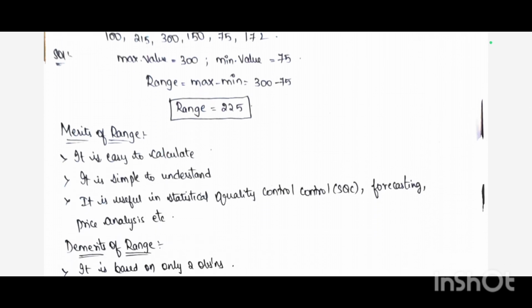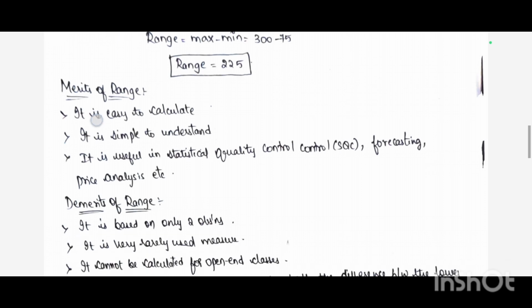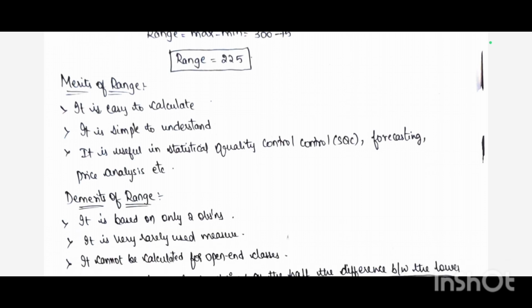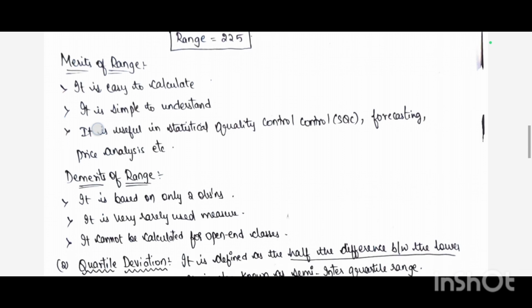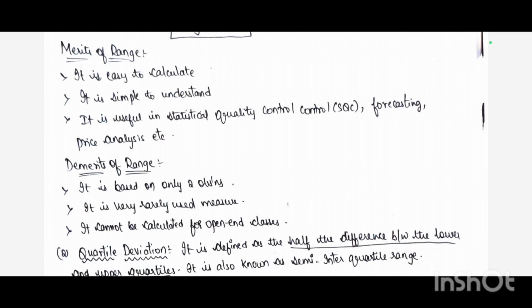Next, merits and demerits of range. It is easy to calculate, it is simple to understand, it is useful in statistical quality control, forecasting, and price analysis, etc. Demerits of range. It is based on only two observations. It is a very rarely used measure. It cannot be calculated for open-end classes.